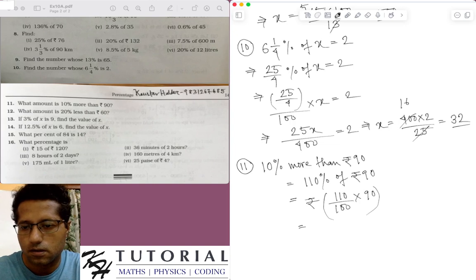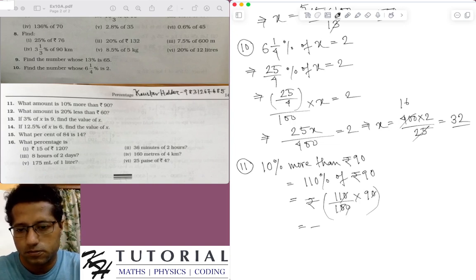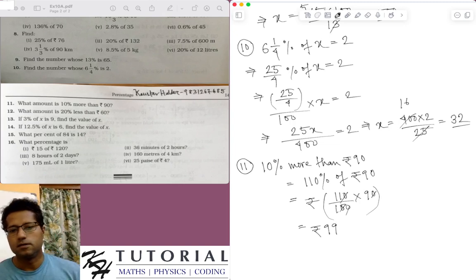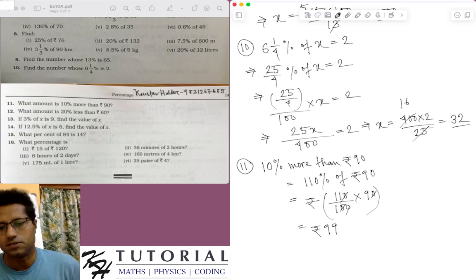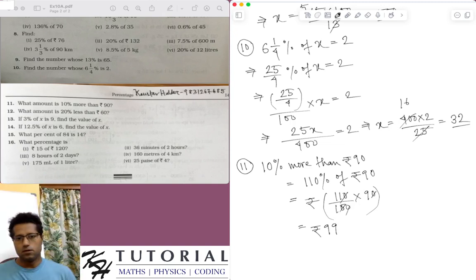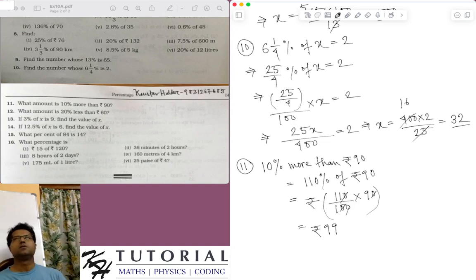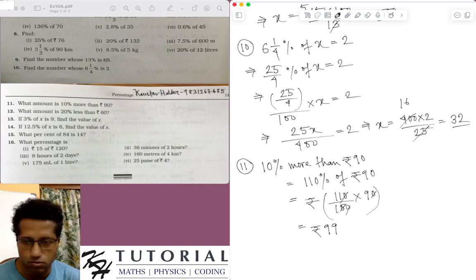This is rupees 99. So rupees 99 is 10% more than rupees 90. How come? So what is the extra amount? Rupees 99 is more than rupees 90 by rupees 9, and rupees 9 is nothing but 10% of rupees 90. So you can also think in this way.